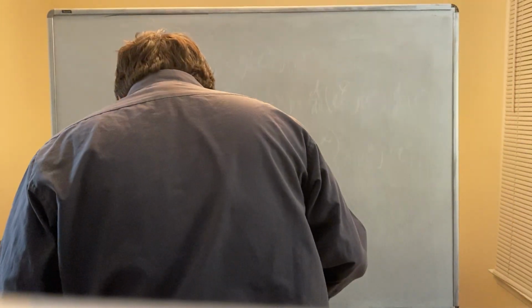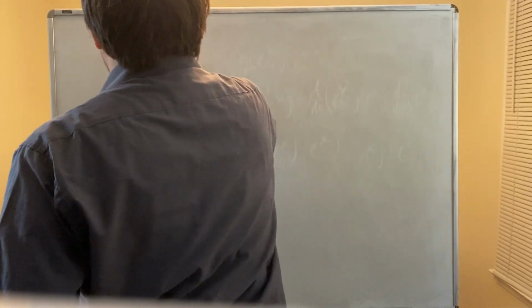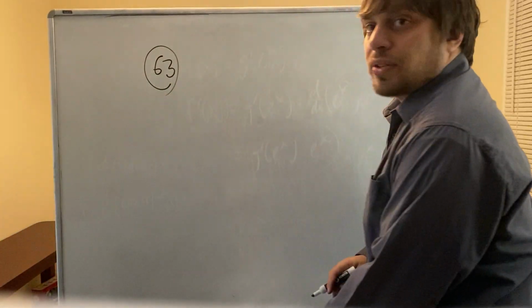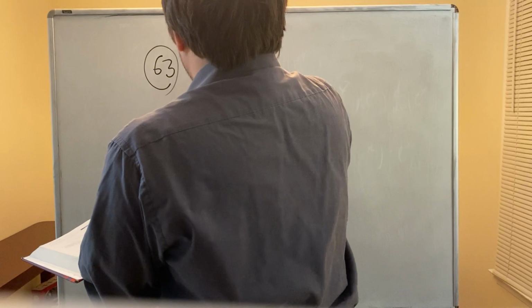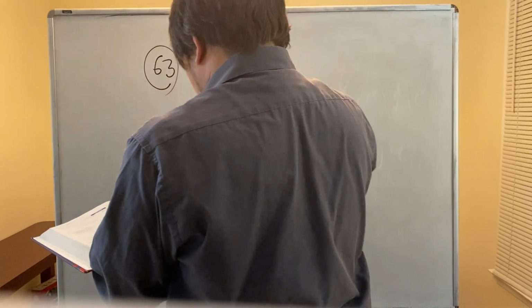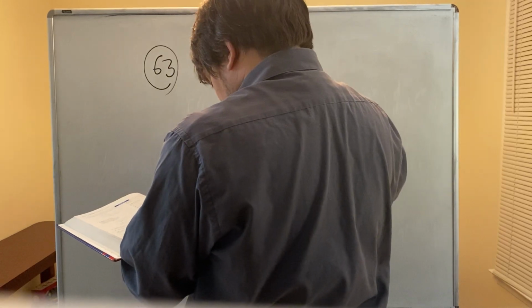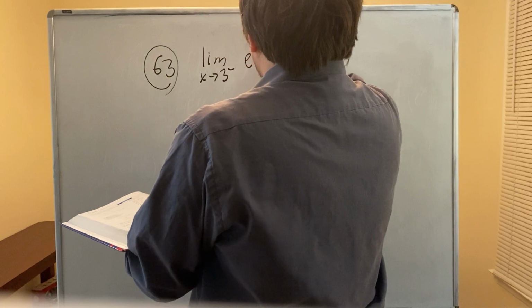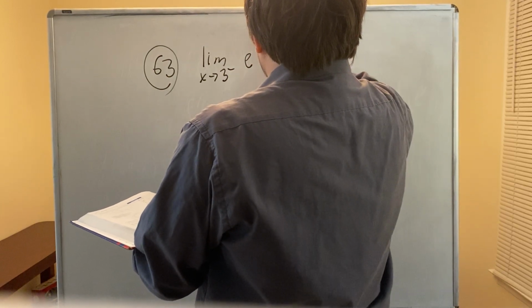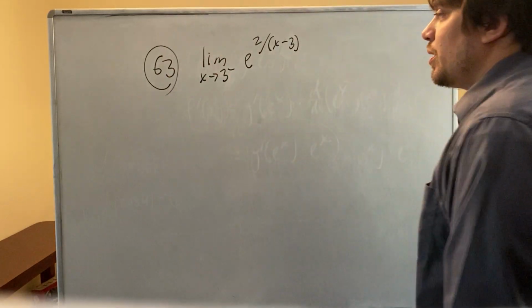Okay, next, evaluate the limit. So let's do 63. For 63, evaluate the limit as x approaches 3 from the left of e to the 2 divided by x minus 3. Okay, so what's that limit?